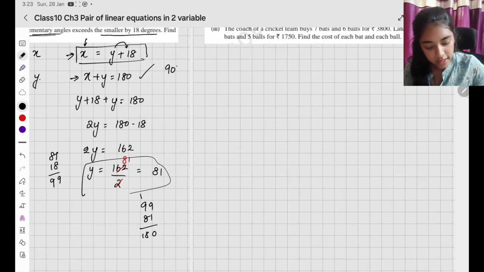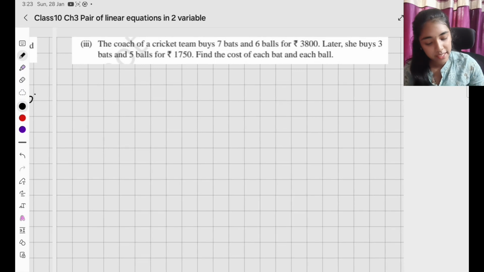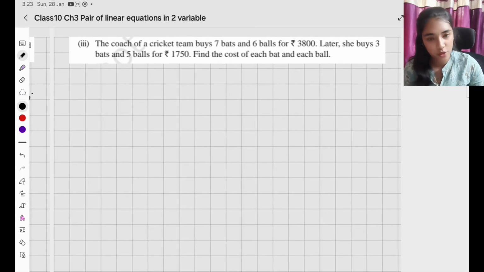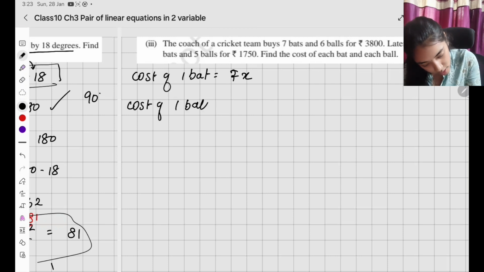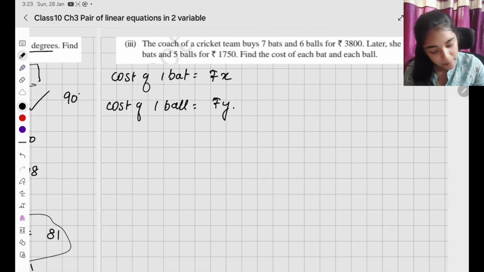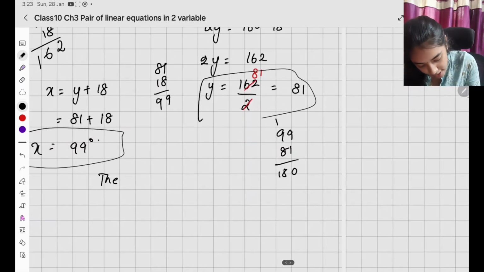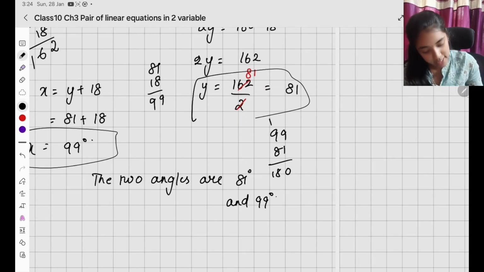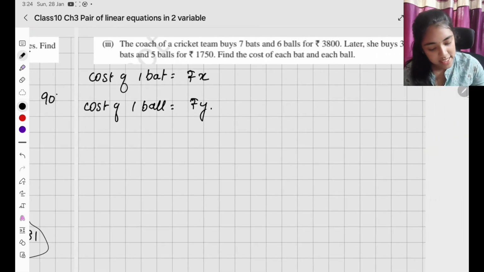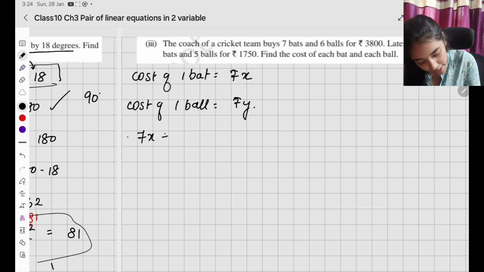Okay. Now third subsection. The coach of a cricket team buys 7 bats and 6 balls for 3,800. So idu easy. So the cost of a bat and a ball. So the cost of one bat equals rupees x and the cost of one ball equals rupees y. Okay. Now write the final answer here. Write that the two angles are 81 degrees and 99 degrees. Okay. Now in this place, what is given? 7 bats and 6 balls. So we have 7 bats and 6 balls equals 3,800 rupees.